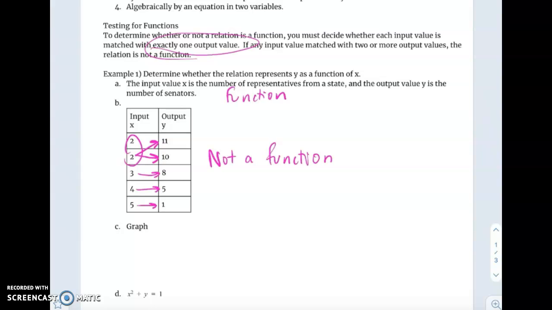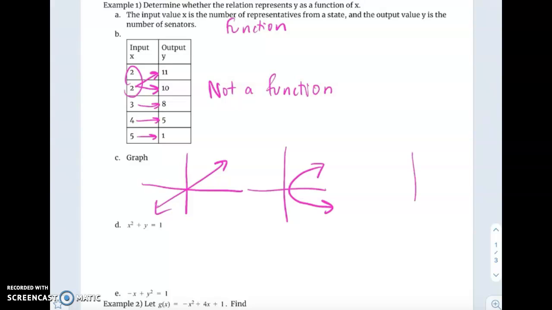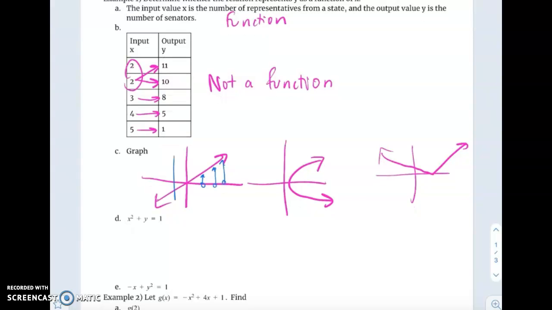Graph. I don't have one here, but some examples of graphs. So let's look at that, and let's look at that. And let's look at absolute value. Okay, so looking at a graph, each input has exactly one output on this. You also can think of this as if you draw a vertical line, it only crosses once. That's called the vertical line test. So this graph is a function.